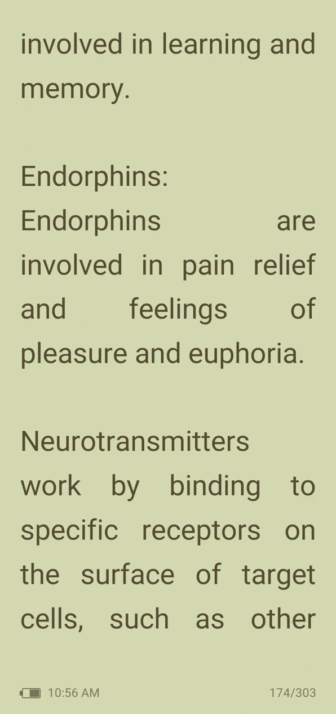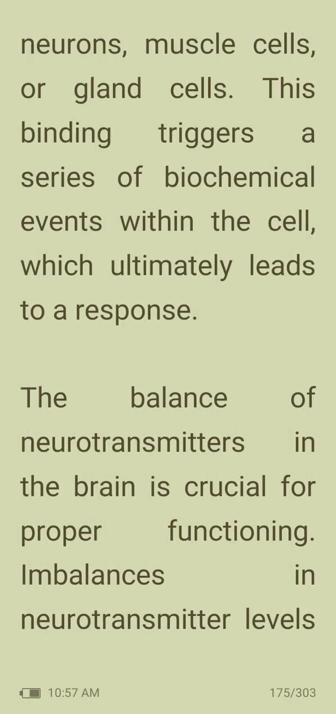Neurotransmitters work by binding to specific receptors on the surface of target cells such as other neurons, muscle cells, and gland cells. This binding triggers a series of biochemical events within the cell which ultimately leads to a response. So the balance of neurotransmitters in the brain is crucial for proper functioning.